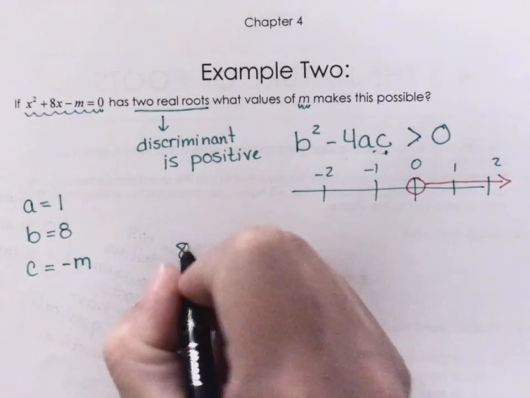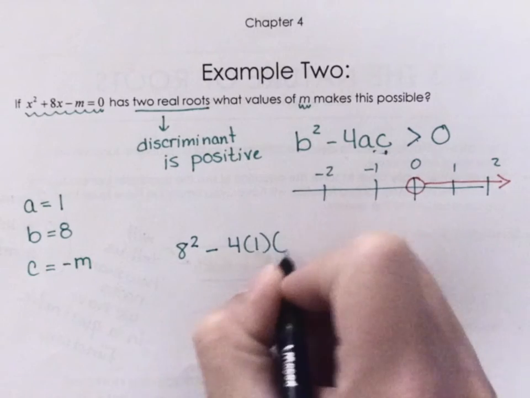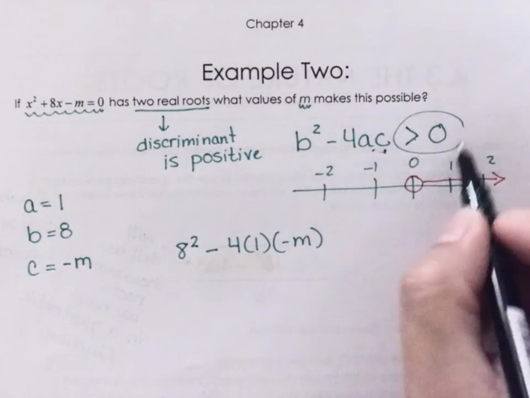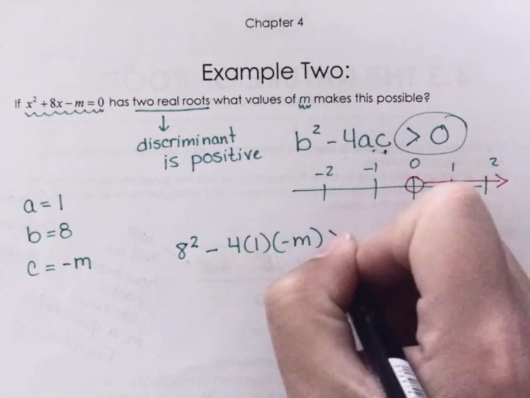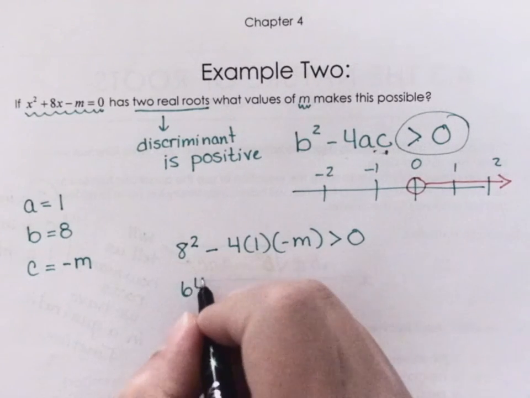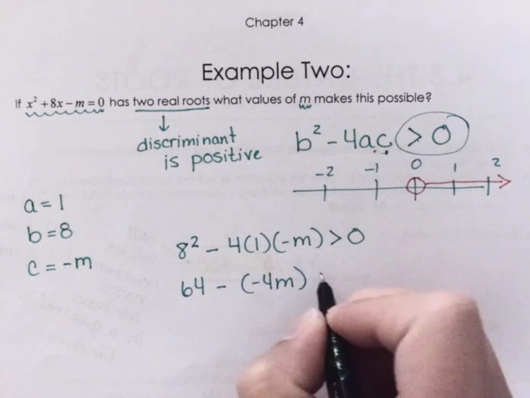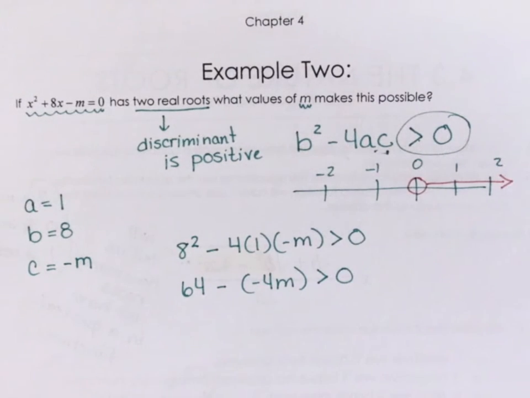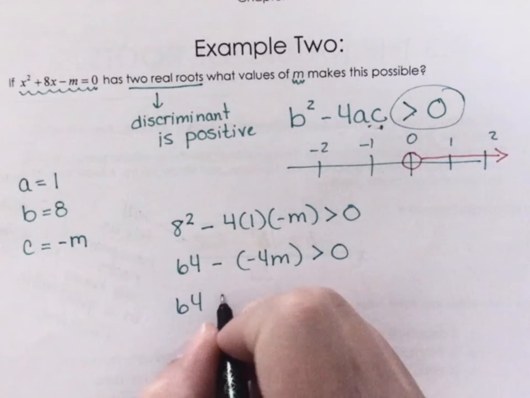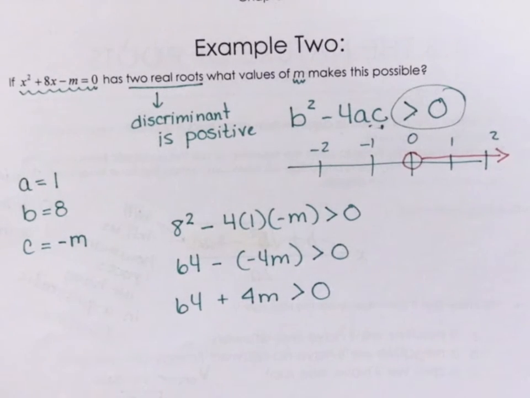So I'm going to have 8 squared minus 4 times 1 times negative m. And remember, we have to use this because we need it to be positive. So that's going to be greater than 0. So 64 minus negative 4m is greater than 0. So we have 64 plus 4m is greater than 0.